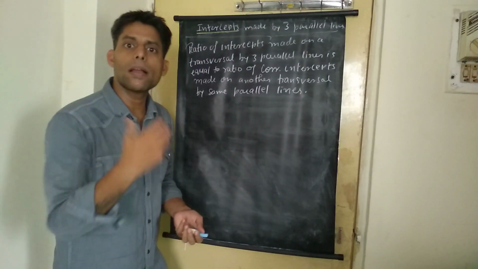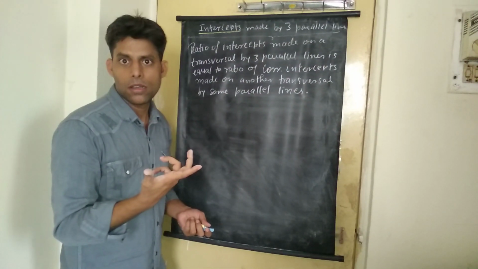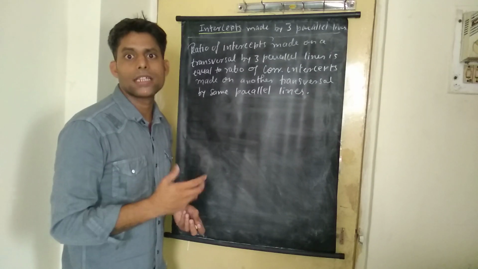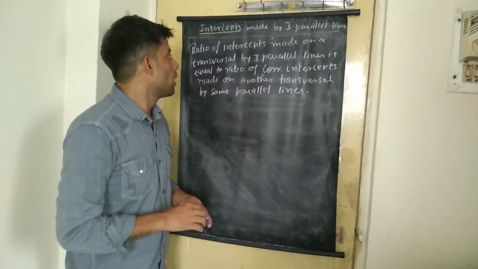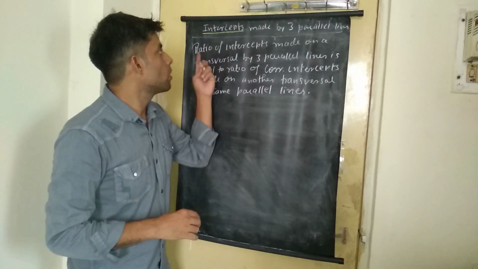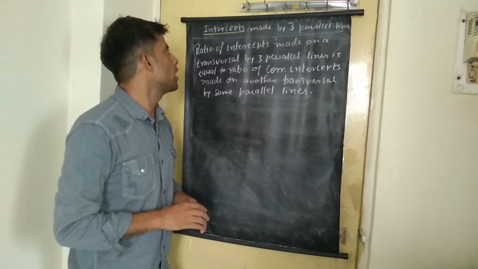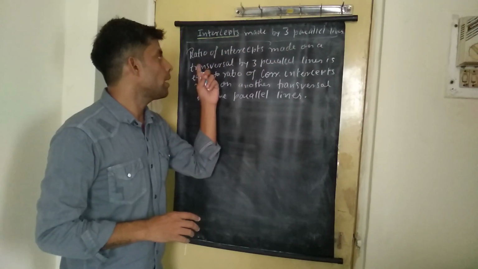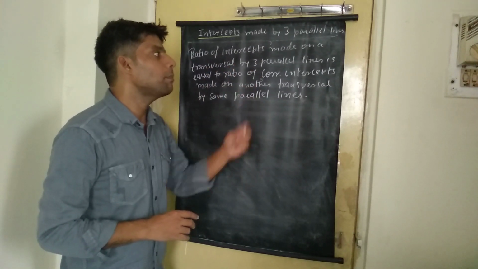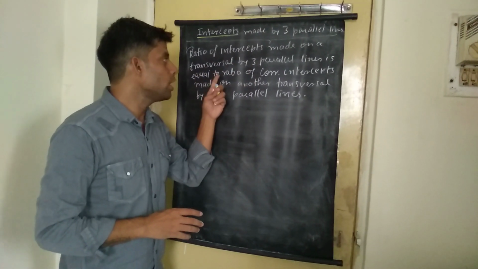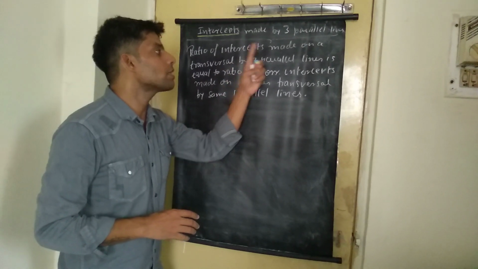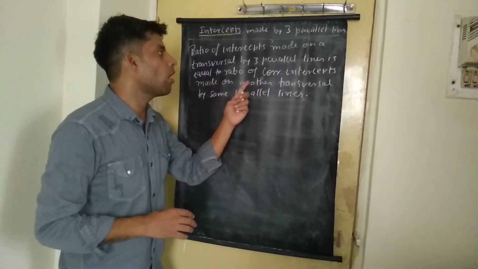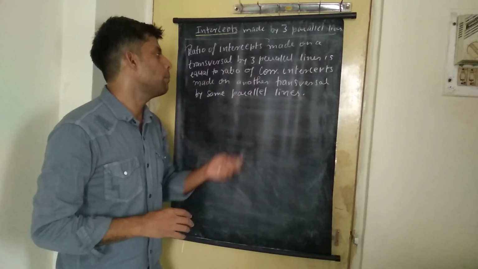Intercept is nothing but the part of a line. You can call the part of a line as what? Intercept. Like for an example, now see the statement. First let's see the statement. Ratio of intercepts made on a transversal by three parallel lines is equal to ratio of corresponding intercepts made on another transversal by same parallel lines.